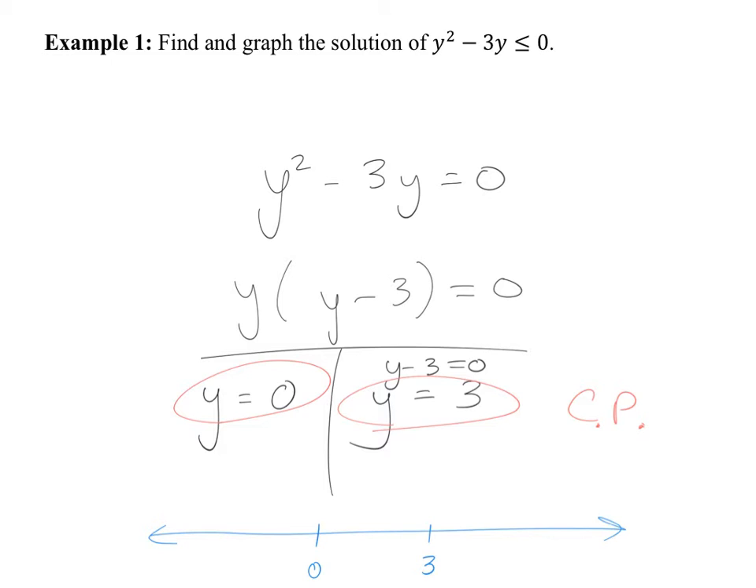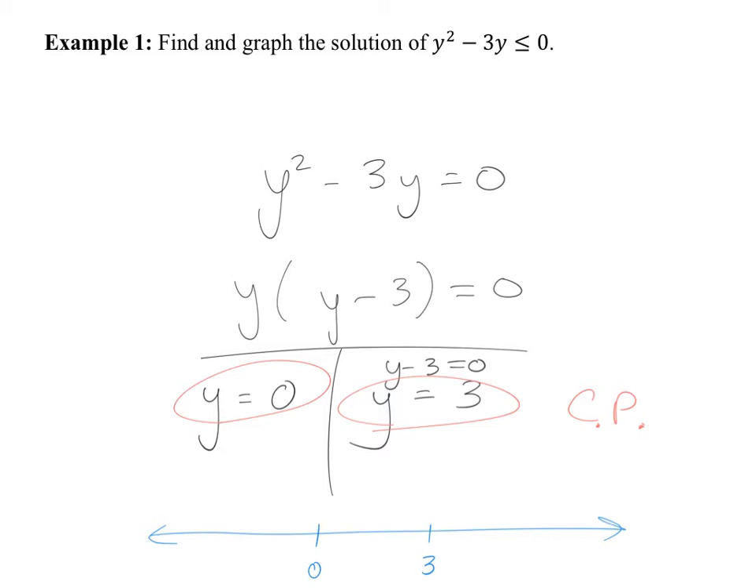So far, so good? I can't see you, so I just need eye contact. Good? I just want to make sure you understand. Now, once I know that I've got 3 regions, I need to go back and test a point in those regions. So what point is easy to test over here? -1. It makes the most sense to test it there, right?